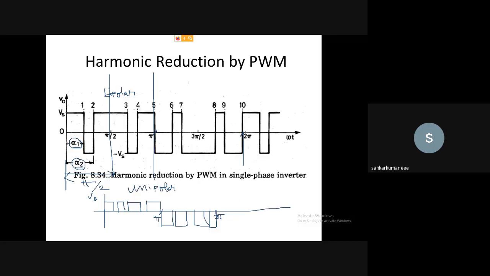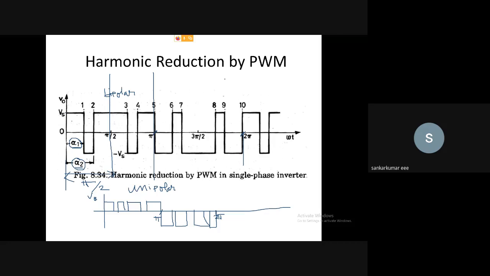So these are the mathematical calculations. Here we can see the 10 commutations per cycle. In the previous diagram, these are the numbers denoting the commutations. So here it is turned off.